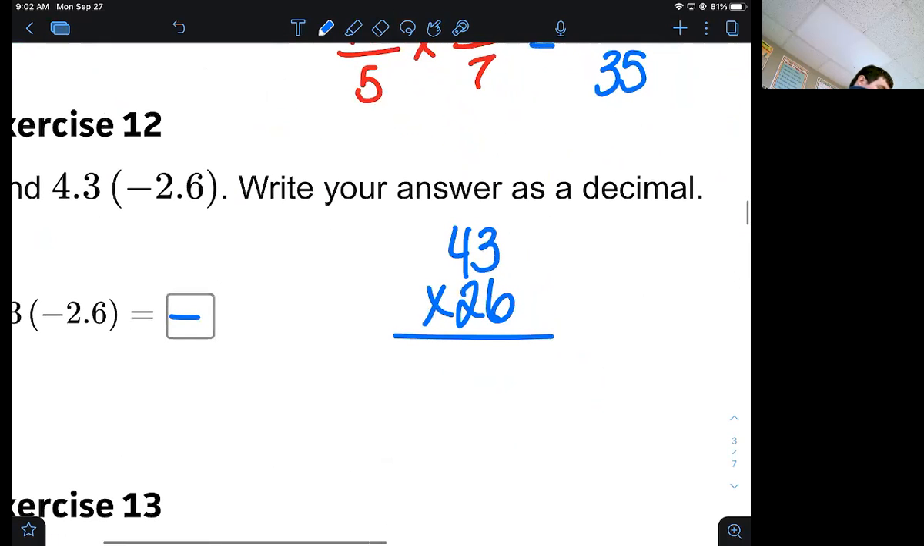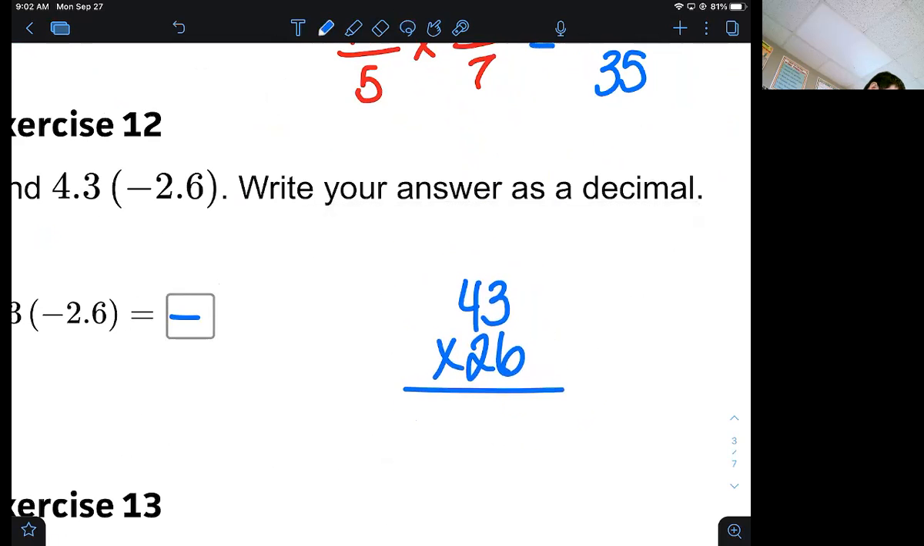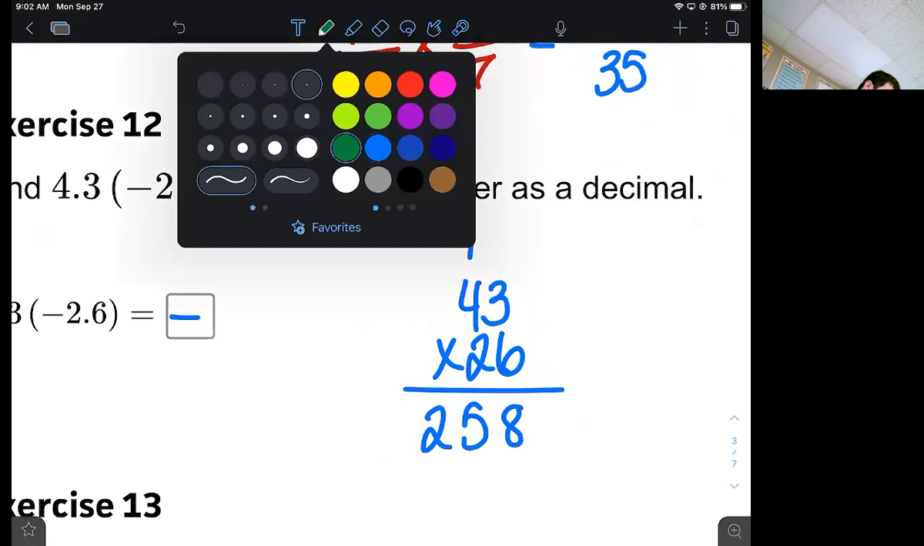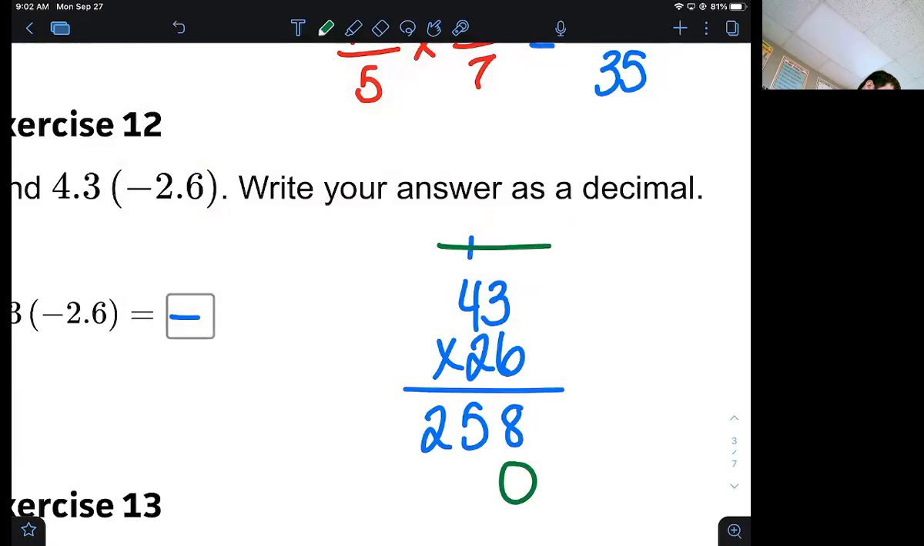What's 6 times 3? 18, carry the 1. What's 6 times 4? 24 plus 1? Drop a 0. What's 2 times 3? 6. What's 2 times 4?